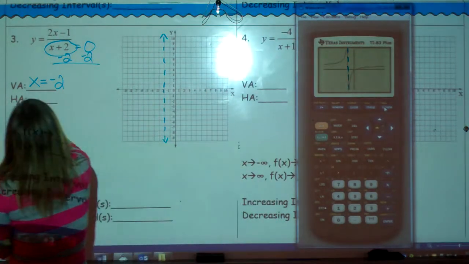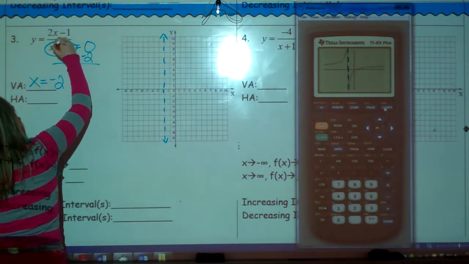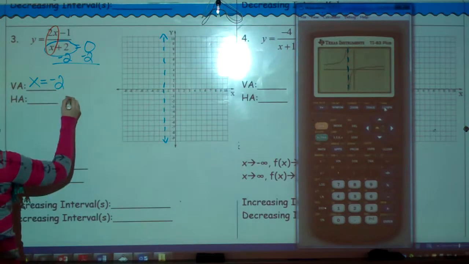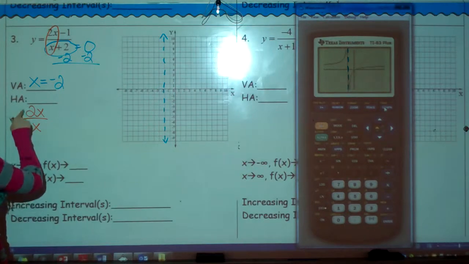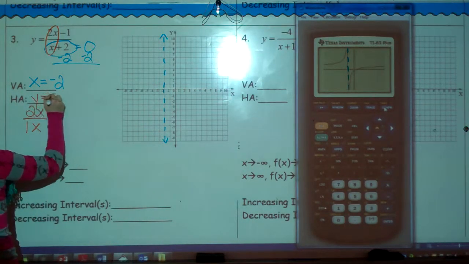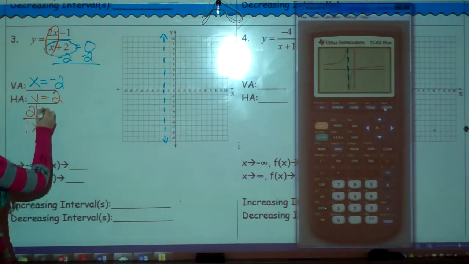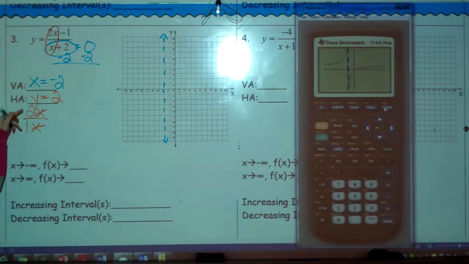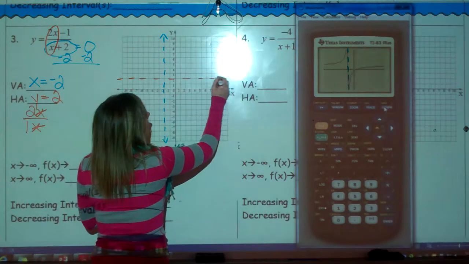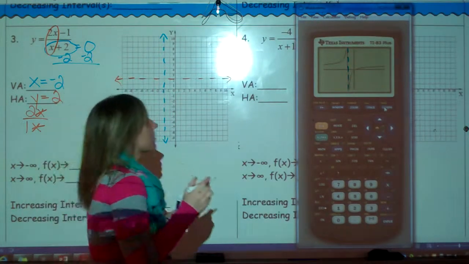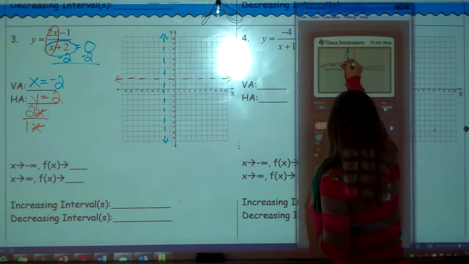The other one, since I want horizontal, I'm going to divide vertically. So that's 2x divided by x. Okay, the x's will cancel. So 2 over 1 is just a 2. So it's also 2. So that's this dotted line. So that's where it's not crossing, like right here.